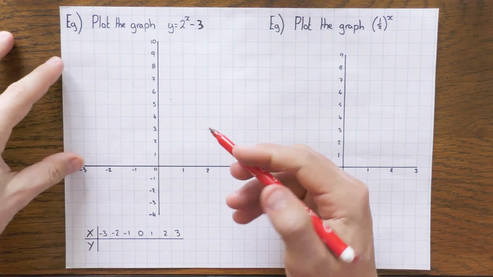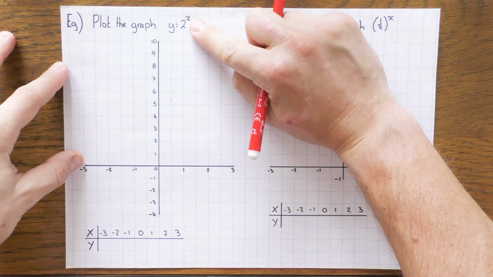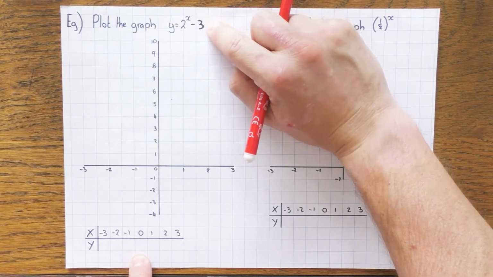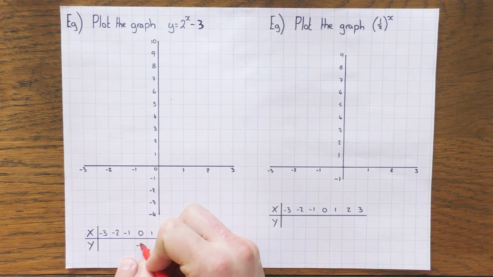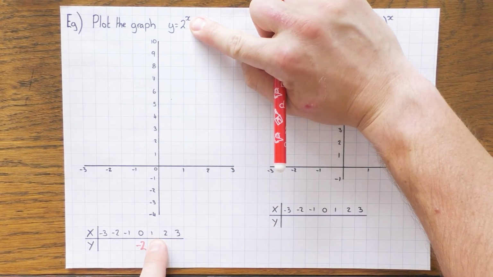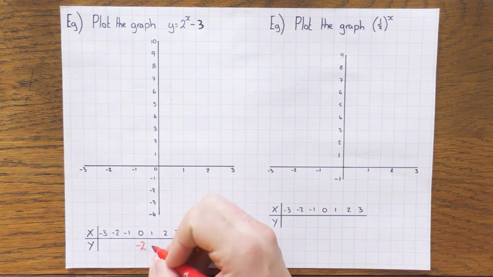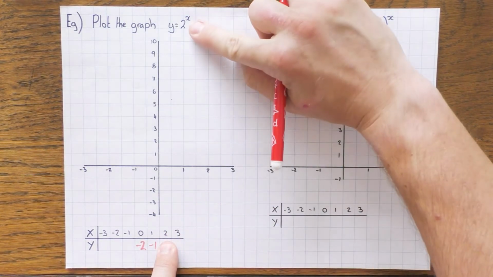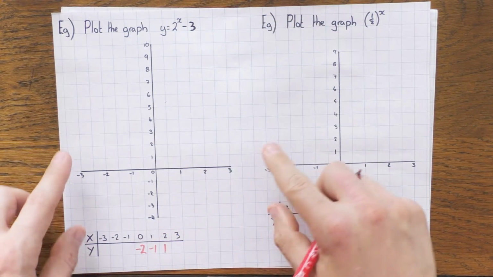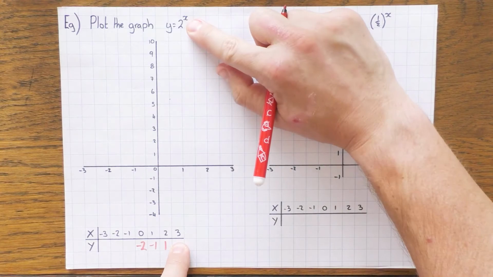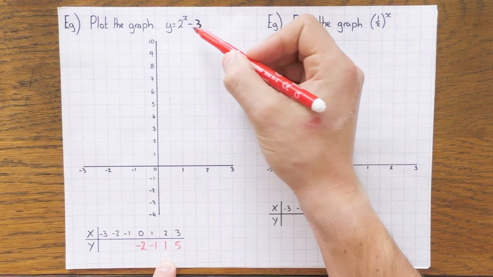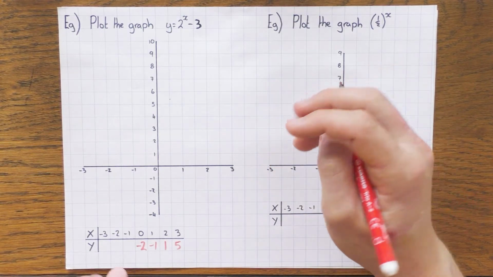Okay, so if I treat that the same as the first example, so 2 to the power of 0 is 1, take away 3, I have minus 2. 2 to the power of 1 is 2, take away 3 is minus 1. 2 to the power of 2 is 4, take away 3, that's 1. And 2 to the power of 3 is 8, take away 3 is 5. So basically it's exactly the same as the first example, except I'm just taking away 3 on both of these.